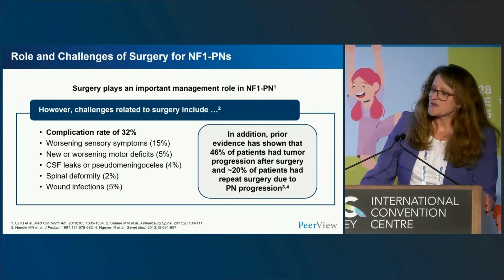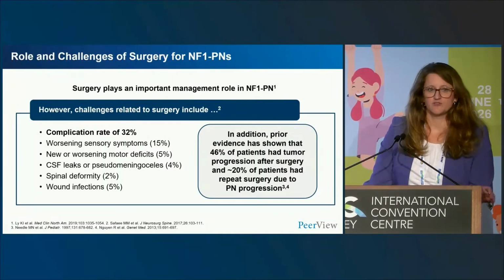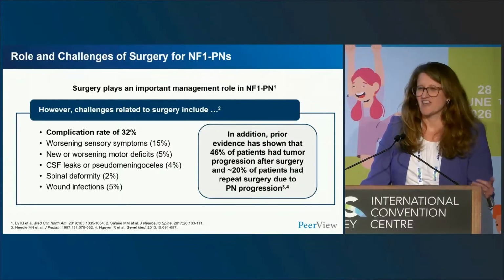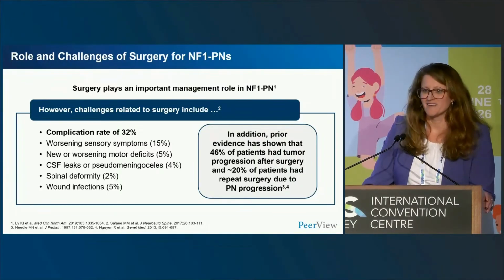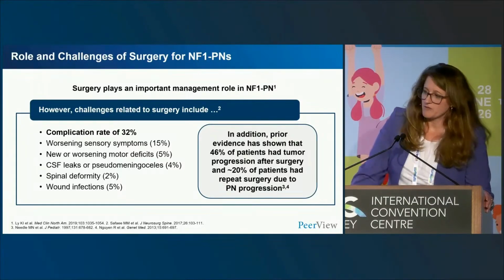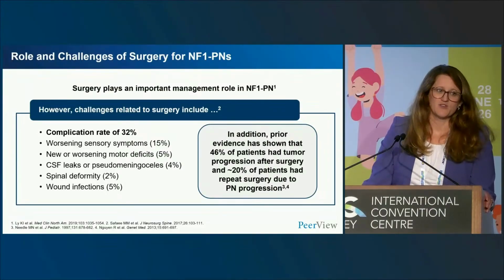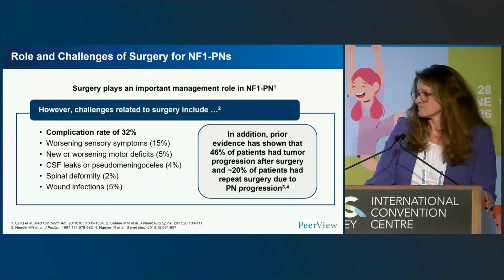So 46% of patients had tumor progression after surgery. We tell these patients, we're going to go in, we're going to take these tumors out, but nearly half of them, the tumor grows right back. And they're asking, why did we go through this? And 20% went to repeat surgeries. So what else can we do for them besides the operating room?